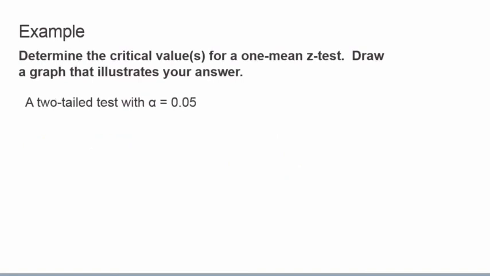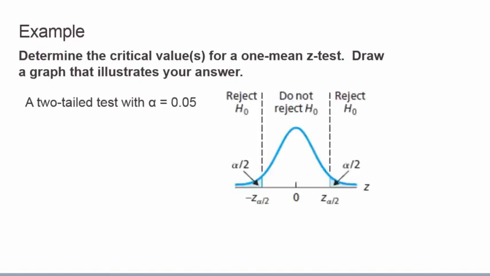Example. Determine the critical values for a one-mean z-test. Draw a graph that illustrates your answer. A two-tailed test with alpha equals 0.05. Let's start with what a two-tailed test would look like. I have two rejection regions. My alpha is split in half because half of my area is to the left of negative z sub alpha divided by 2, and the other half of my area is to the right of z sub alpha divided by 2.